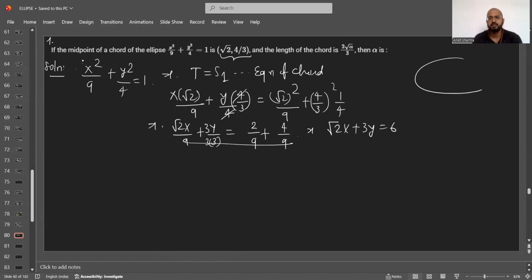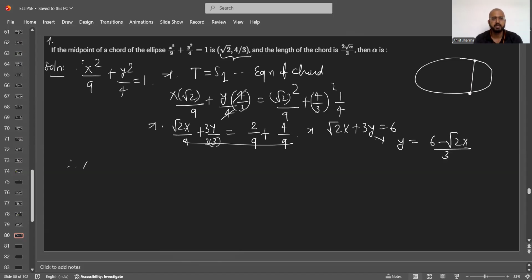Now I have an ellipse here and I have to find out the points of intersection. So this point I need and this point I need. I can apply the distance formula after getting these points by putting this line into the ellipse. So we have the ellipse here, x square over 9 plus y square over 4 is equal to 1. Now we can find y from here. So y will be what? This is 6 minus root 2x over 3. This I can plug into the ellipse.